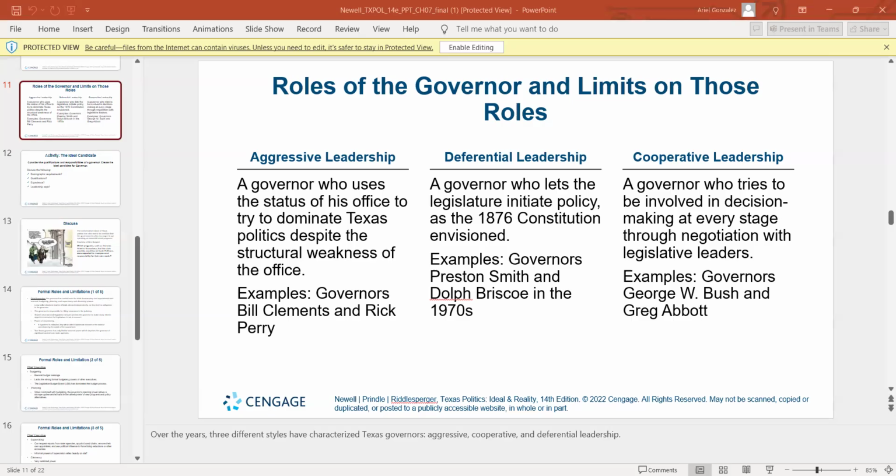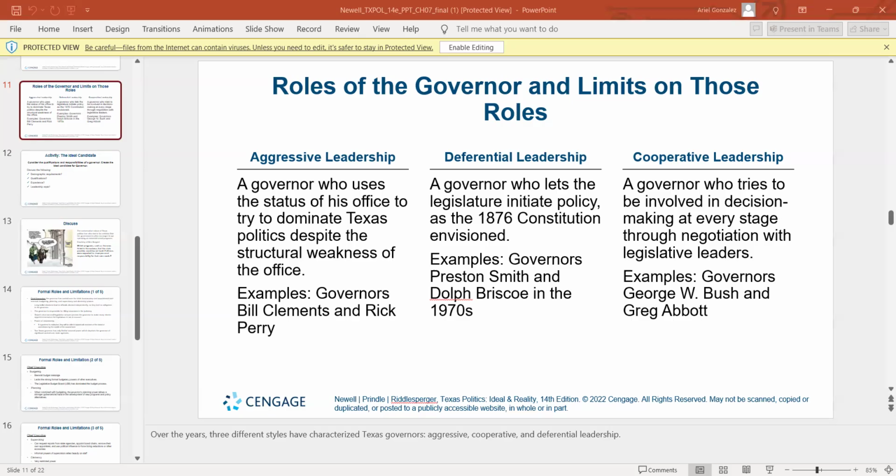So okay, that pretty much sums up chief executive. Let's get to chief legislator. Now, it's interesting to note that when we think of the president or the governor, we think of them obviously as being members of the executive branch, because they are.